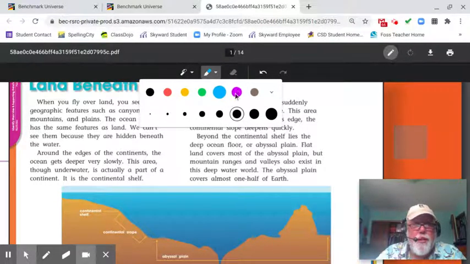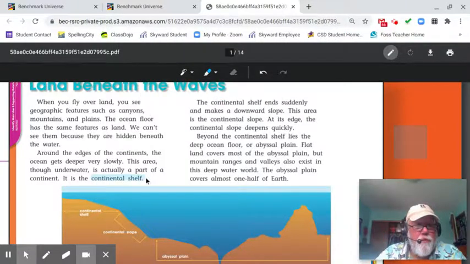So we can look at this here that we have the continental shelf in here. That's one. The continental shelf ends, and we have the continental slope, which is our second section. And then we have the abysmal plain. And that would be our third section.